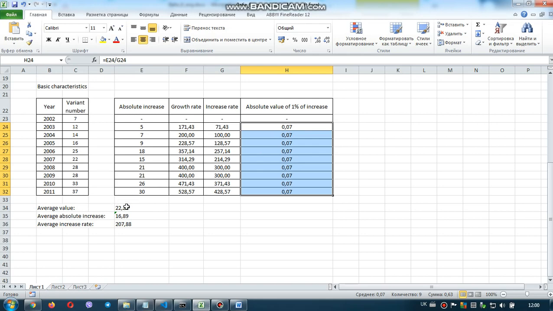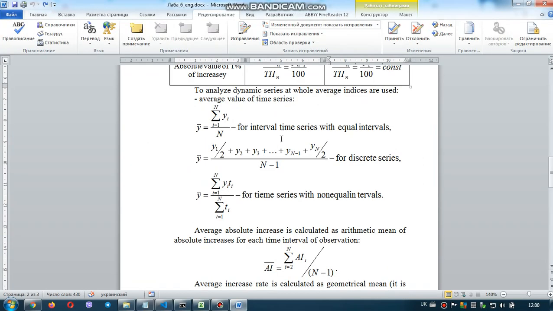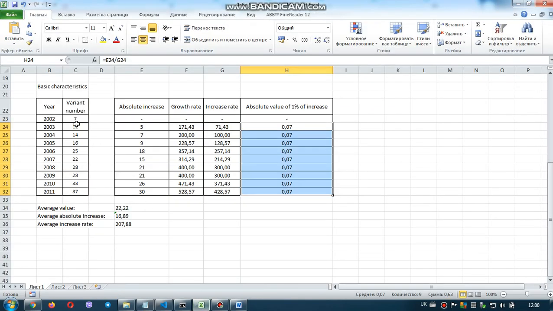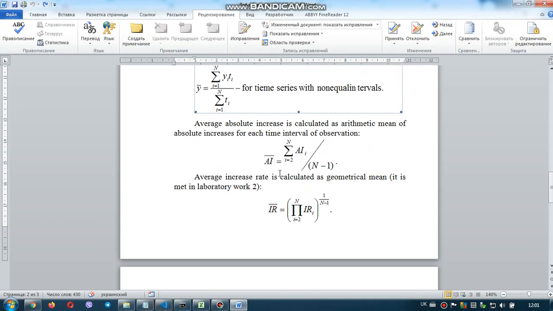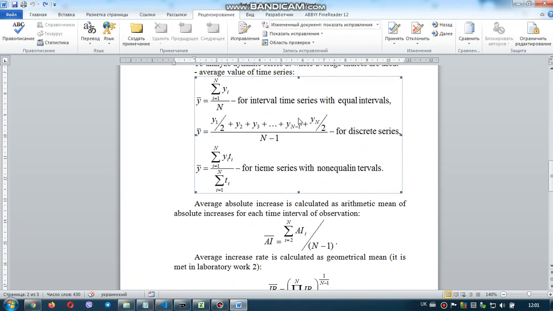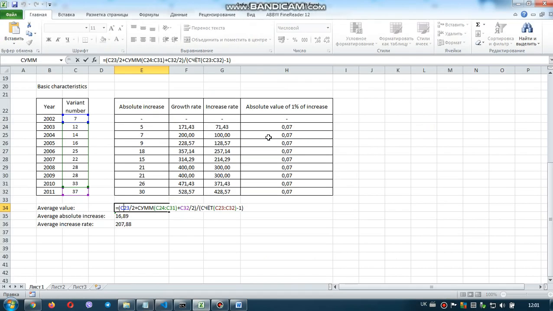Our next step is to calculate the average value. We calculate average value for the discrete series because we have a discrete variation series in our case. So we calculate the average value. It's not a complicated task. This is y1, this is yn, this is n minus 1. y1, this is summary value of all these values. This is the last y value, and this is n minus 1.